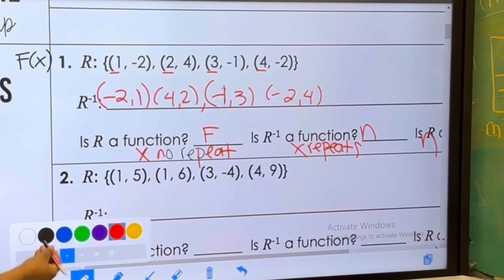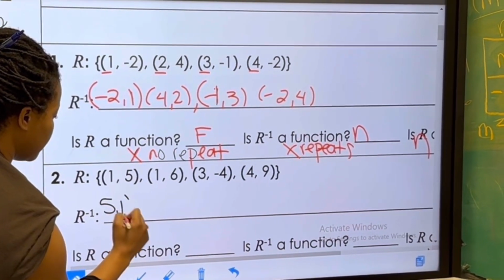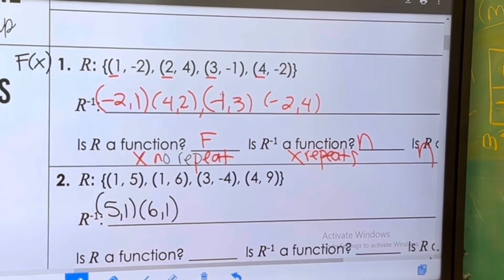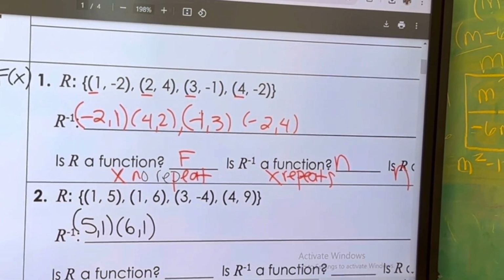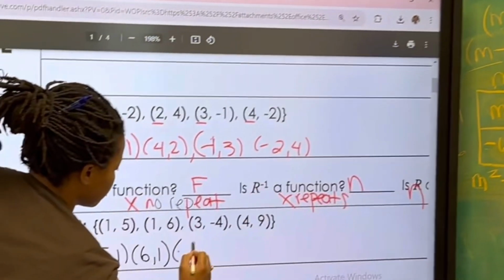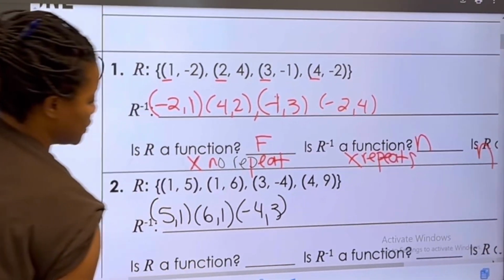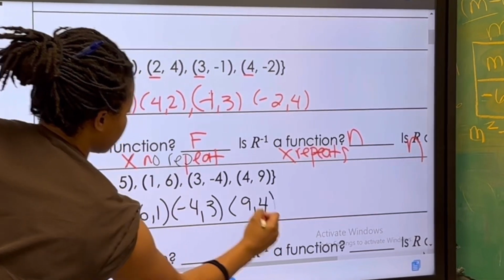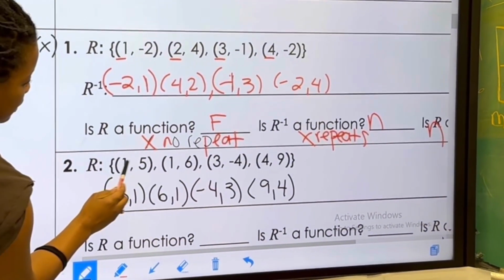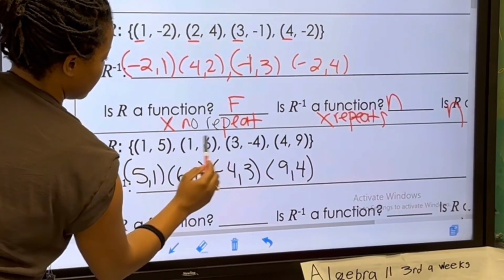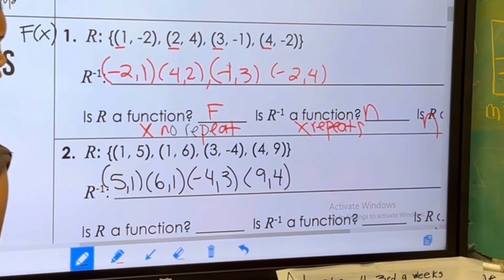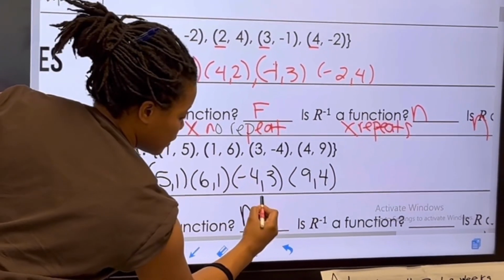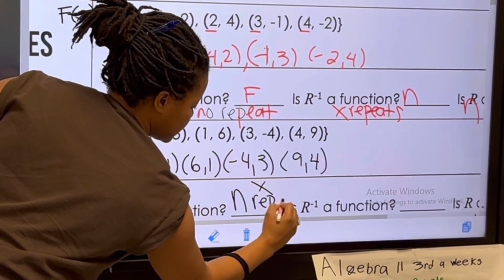For video purposes, I'm going to go ahead and just do it. Help me out with the next point. What's the next one? Beautiful. Next one. Perfect. Is R a function? No, because x repeats. If you see a repeating x, it's not a function.